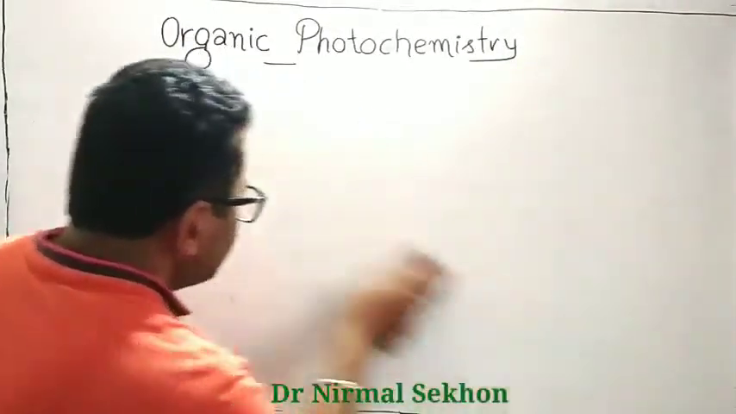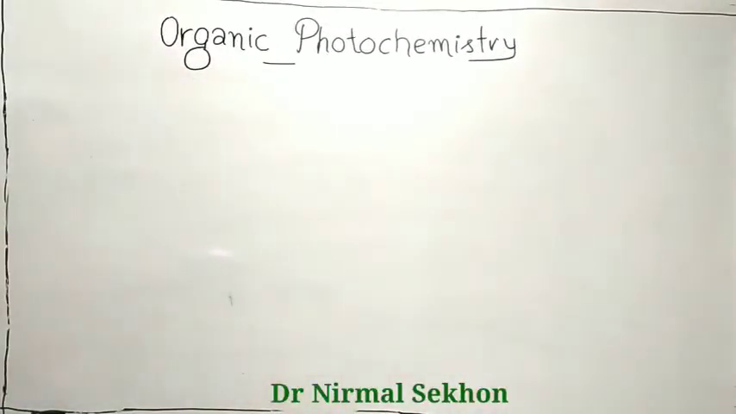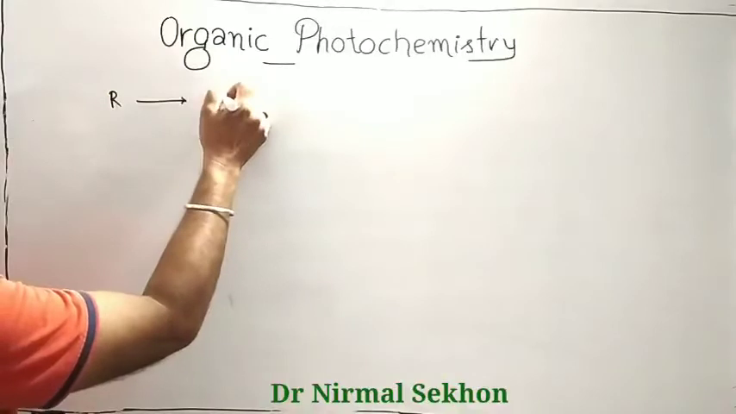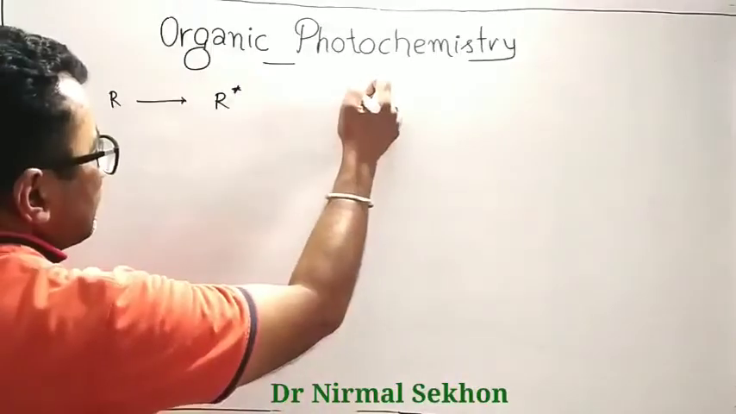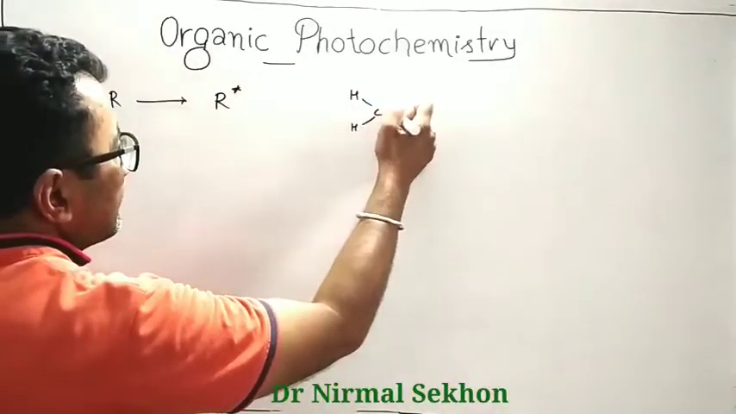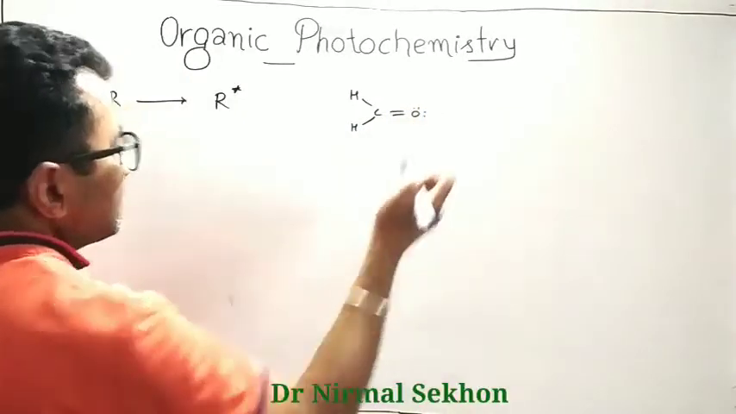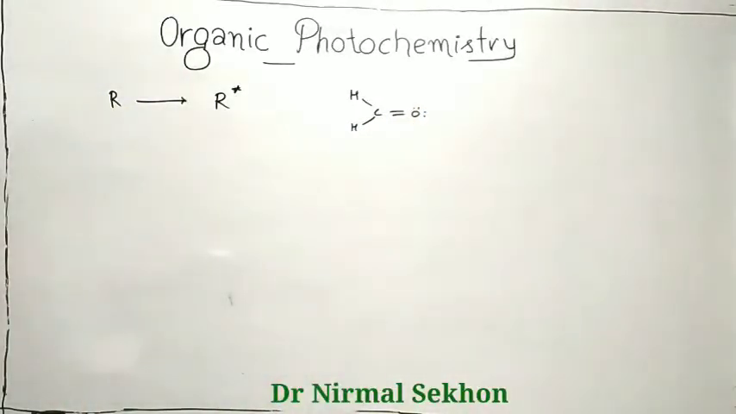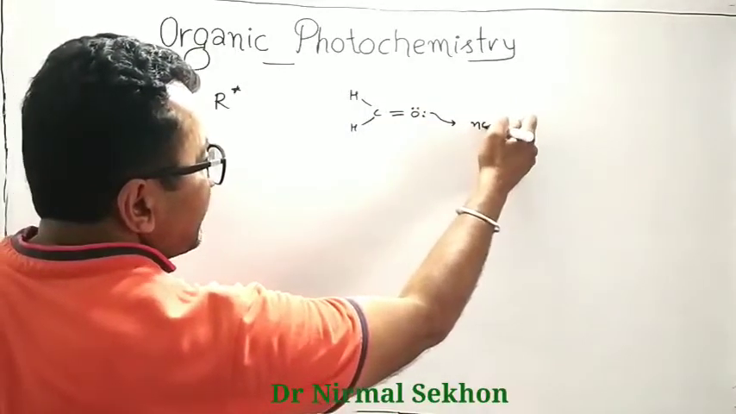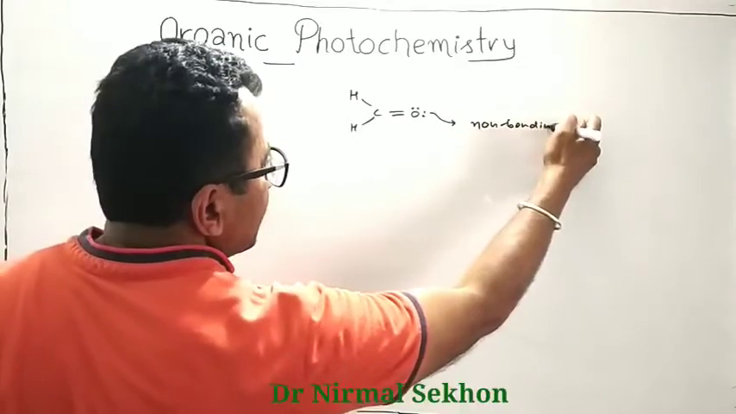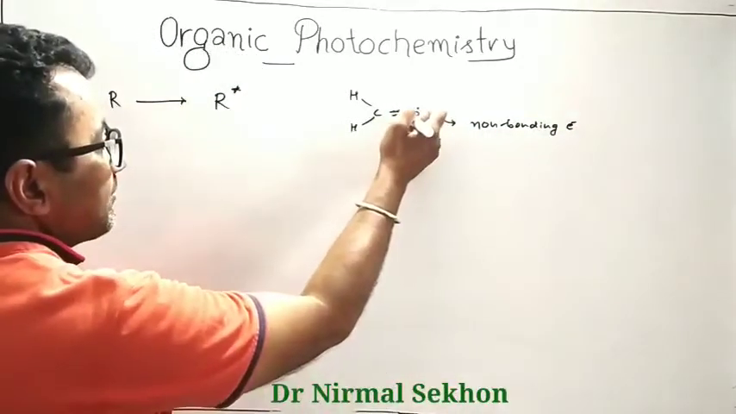Now how does R change to R star? We are concentrating on this, that R changes to R star. Suppose we take an example of an aldehyde, formaldehyde. How many types of transitions are possible when we irradiate this molecule with light? These electrons are lone pair electrons, these are non-bonding electrons, and these are pi electrons.